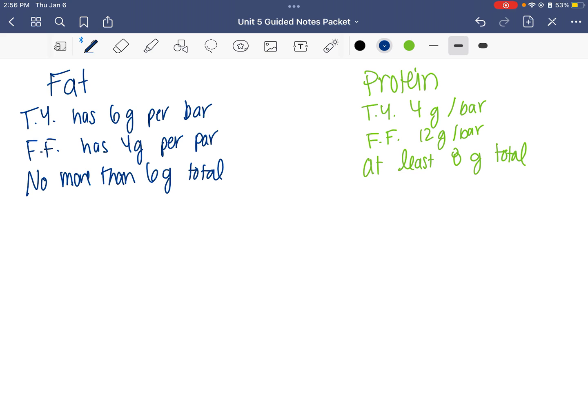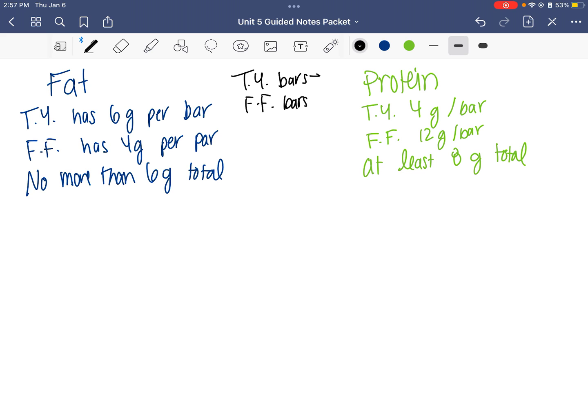Now, step 1, according to your notes, is to write the inequalities. That's the first thing we need to do when we have story problems here. So we need to write these out. Now, the variables that you're going to have essentially come down to how many bars are you going to eat? How many Totally Yummy bars are you going to eat? How many Fantastic Food bars are you going to eat? The number of bars that you eat is what's changing. But you don't have to eat the same amount necessarily.